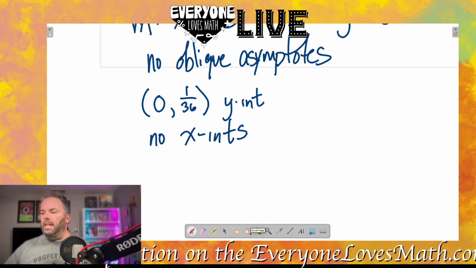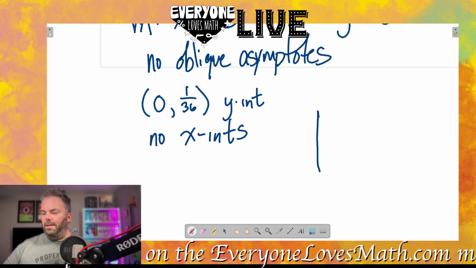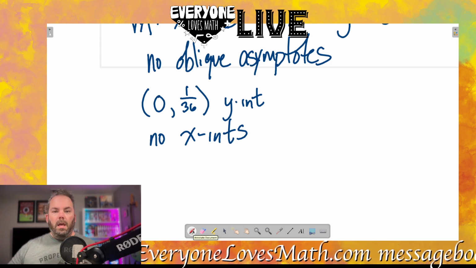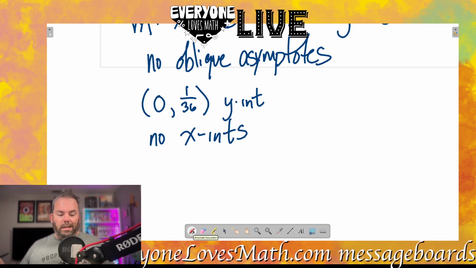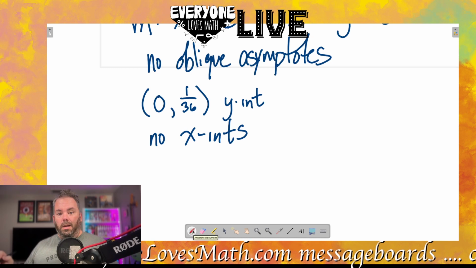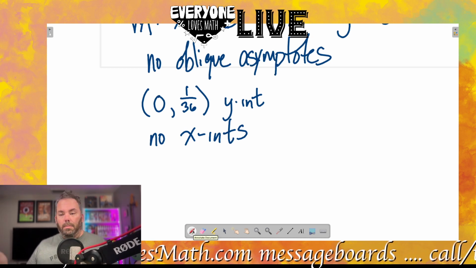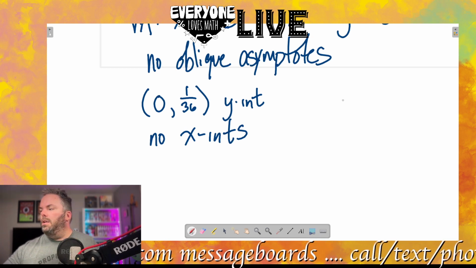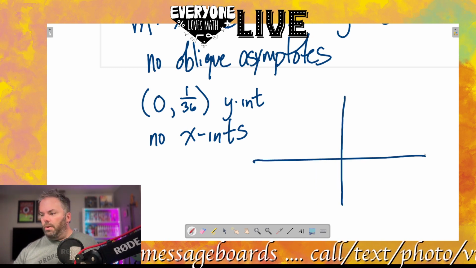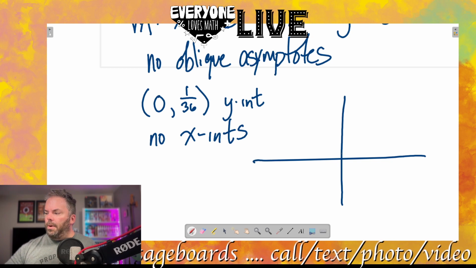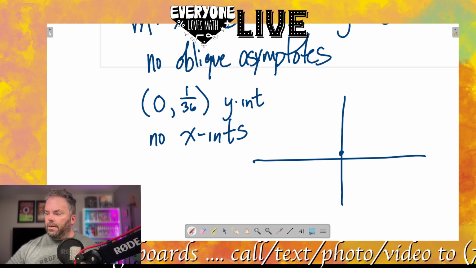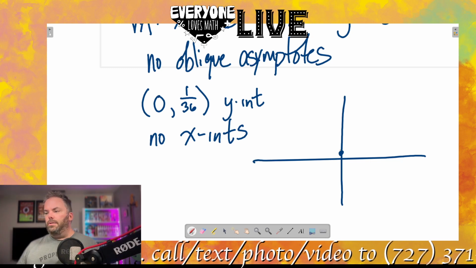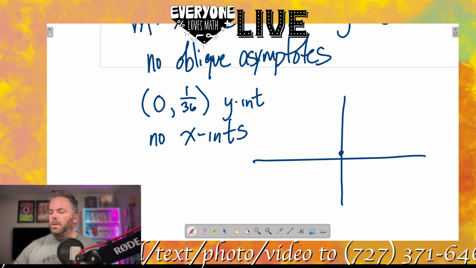Okay, and now finally its graph. Whoops. I was going to scroll around. All right, so finally let's talk about its graph. So we've done a little bit of the work. Notice that we've done a lot of talking, but I haven't had to pick up my pen that much except to write down the answer. So let's talk about what we know about this graph, right? 0, 1 over 36, that's the y-intercept. Super close to the axis. There are no x-intercepts, no oblique asymptotes. What else do we know?